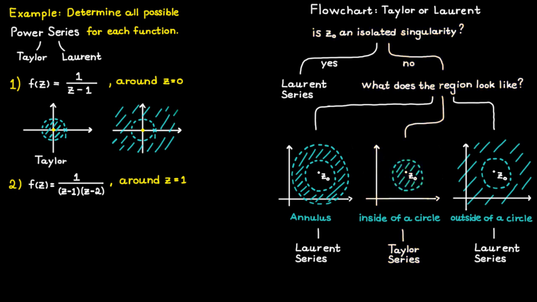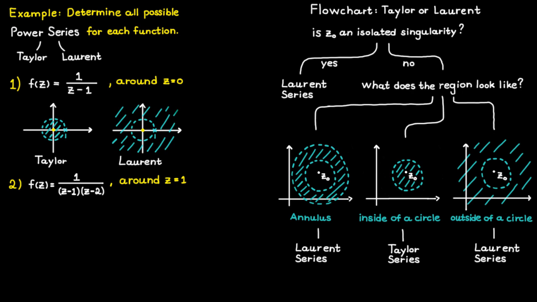Let's try to do it one more time, but this time with the other region, everything outside of the circle. So c0 is still not an isolated singularity, and the region in this case seems to look something like this. And therefore we will end up with a Laurent series in this case.